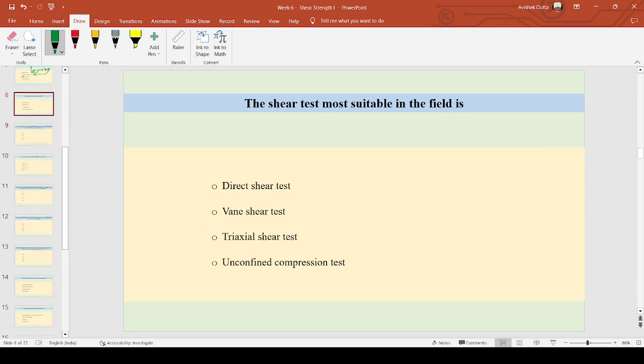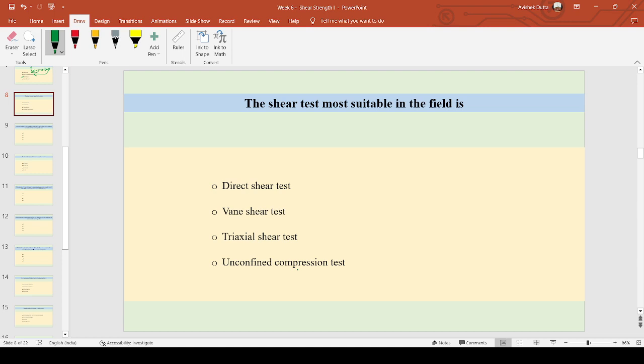The shear test most suitable in the field is. Direct shear test and triaxial shear tests are performed in the laboratory. Unconfined compression test is a type of triaxial test where there is no confining pressure. So all the tests, direct, triaxial and unconfined, are performed in the laboratory except the vane shear test. We have a vane that rotates in the soil sample.